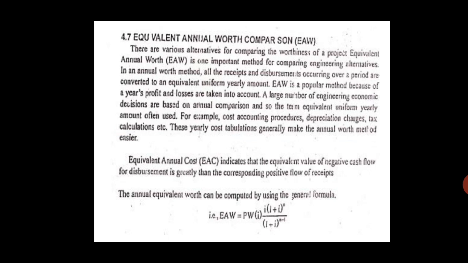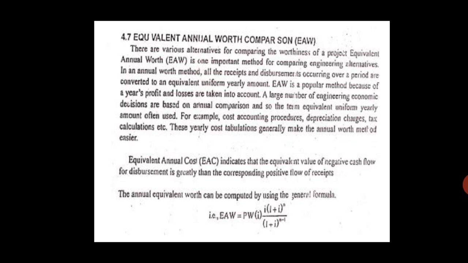So what is this equivalent annual worth? We have already seen the present worth method as well as the future worth method for comparison of various projects. This is the equivalent annual worth comparison. There are various alternatives for comparing the worthiness of a project. Equivalent annual worth, EAW, is one important method for comparing engineering alternatives.